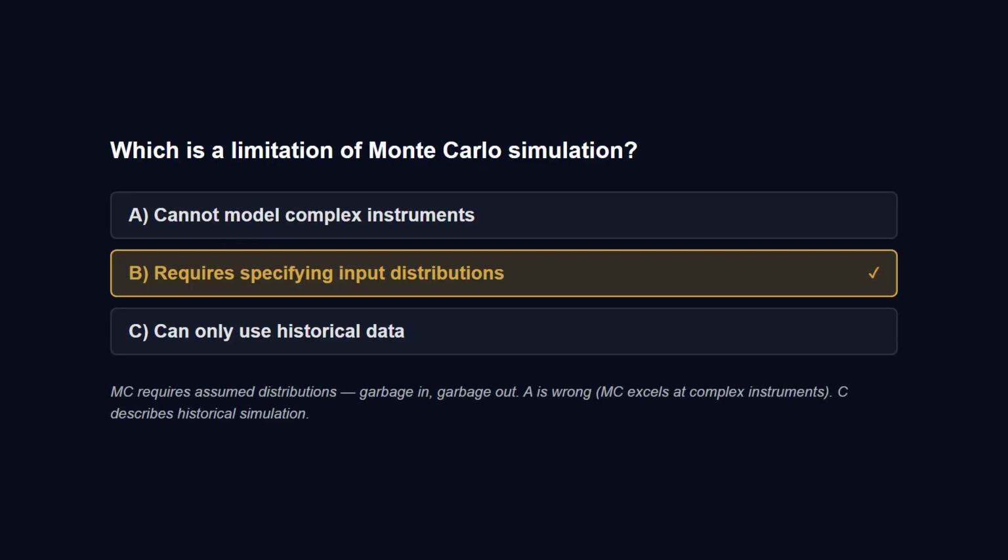If you chose A, that is wrong. Monte Carlo can model complex instruments, exotic options, and path-dependent payoffs. That is one of its strengths. If you chose C, that is historical simulation, not Monte Carlo. Monte Carlo uses synthetic random data generated from assumed distributions.